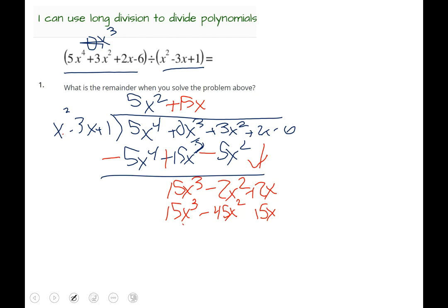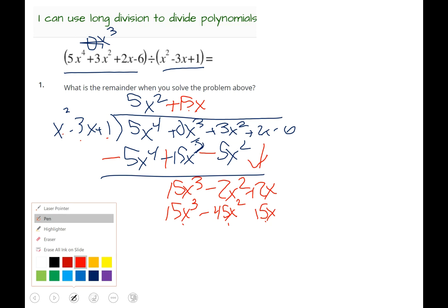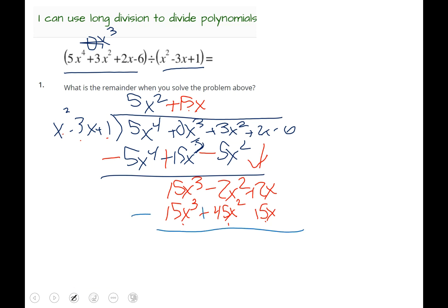15x times x squared is 15x cubed. 15x times negative 3x is negative 45x squared. 15x times 1 is only 15x. Then I am going to switch my signs. And 15x cubed minus 15x cubed is 0. Negative 2x squared and 45x squared is 43x squared. Okay, then 2x minus 15x is negative 13x, and then I got to drop down this minus 6.